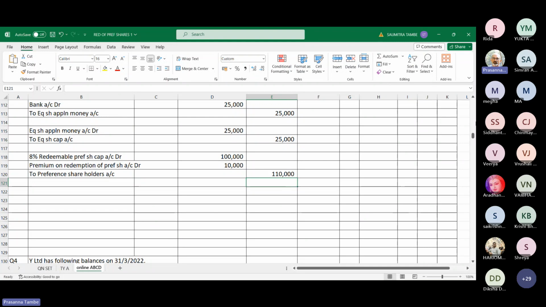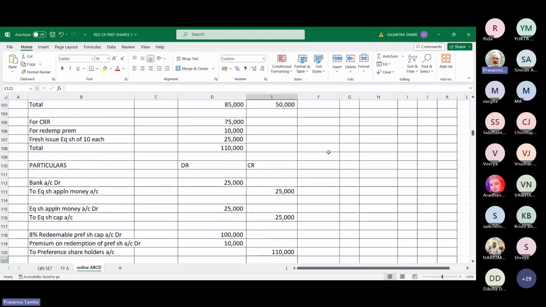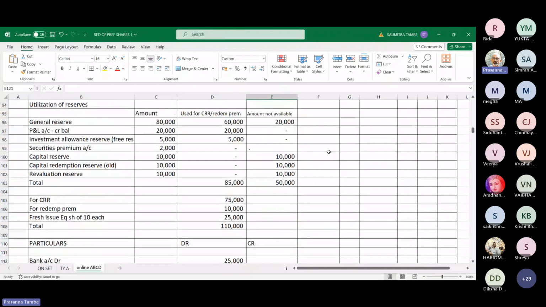Now we have to comply with the law. So we will provide for this redemption premium and will also create a CRR. And which are the reserves which are going to be used? That pattern of utilization is here. These are the 3 reserves which you will be using. Okay, so I'll just copy these reserves.